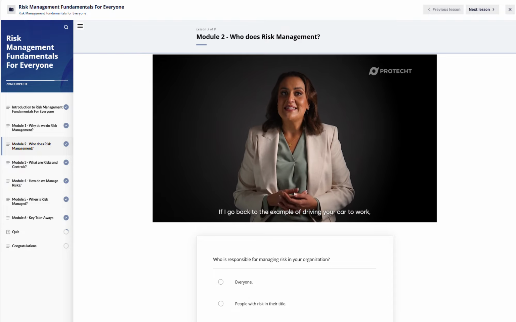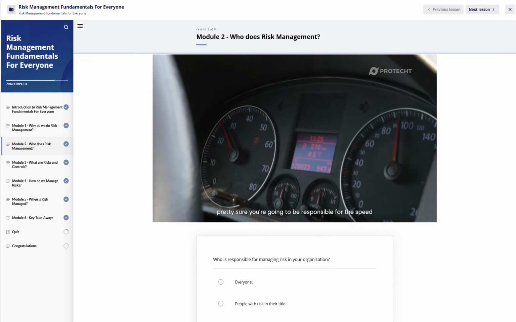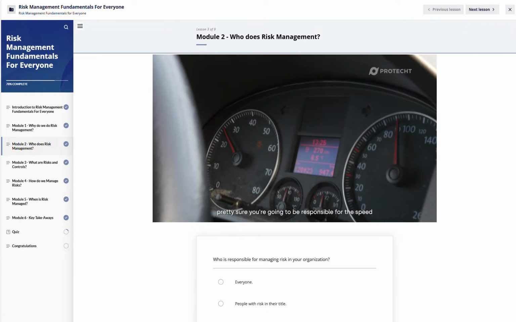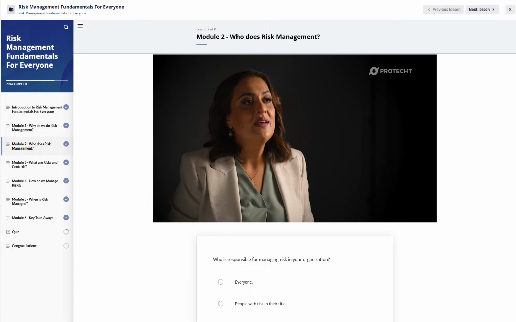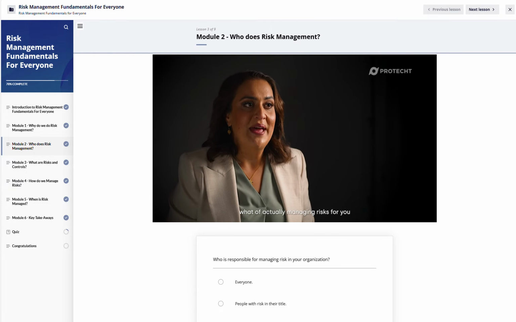If I go back to the example of driving your car to work, pretty sure you're going to be responsible for the speed in which you drive to work. You won't necessarily have a risk manager sitting in the car saying you really shouldn't go over the speed limit. So now that we've talked about the who of risk management, we're going to get into the what of actually managing risks for you and for your organization.